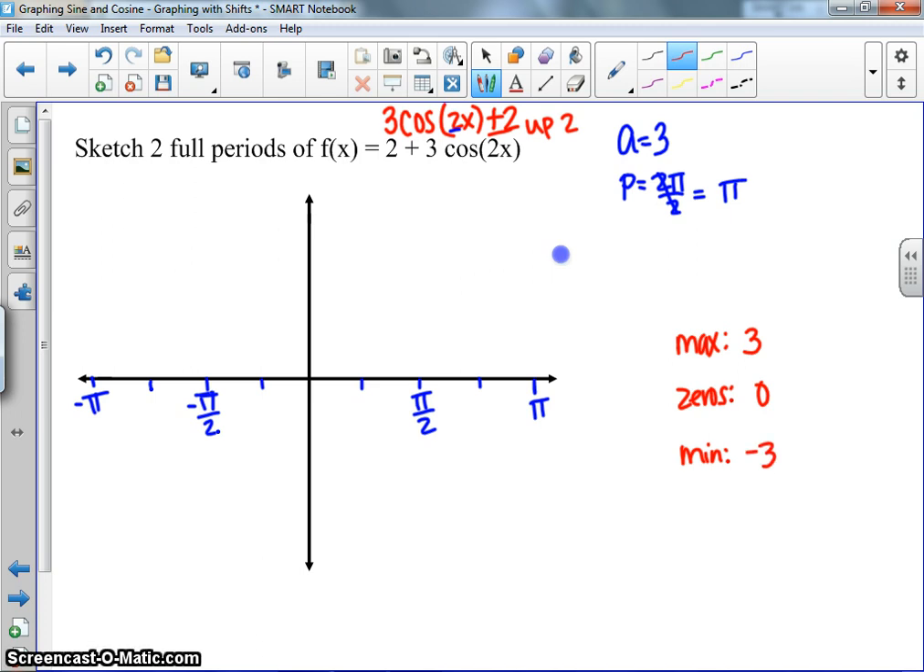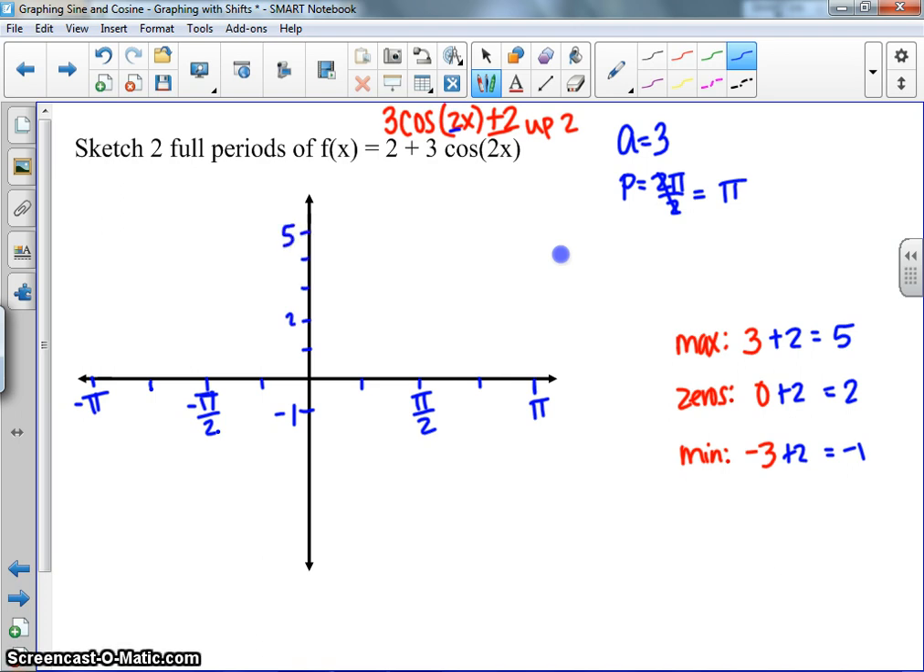But if I shift this function up 2, that's going to take all of these points and move them up 2. So I just have to add 2 to find out where they would now go. So the max would now be at 5. What were the zeros will be at 2. And then the mins are going to be at negative 1. And so then those are the values that I'm going to go label on my graph. So 1, 2, 3, 4, 5.